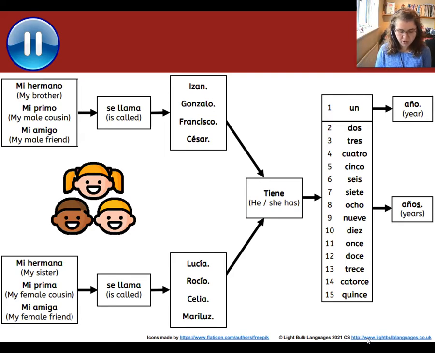So, what I would like you to do, use this sentence builder to write 4 different sentences about 4 different people. The choice is yours. You get to choose the family word, you get to choose the name, you get to choose the age as well. So pause the video, write your 4 sentences, and then press play when you're ready to continue.